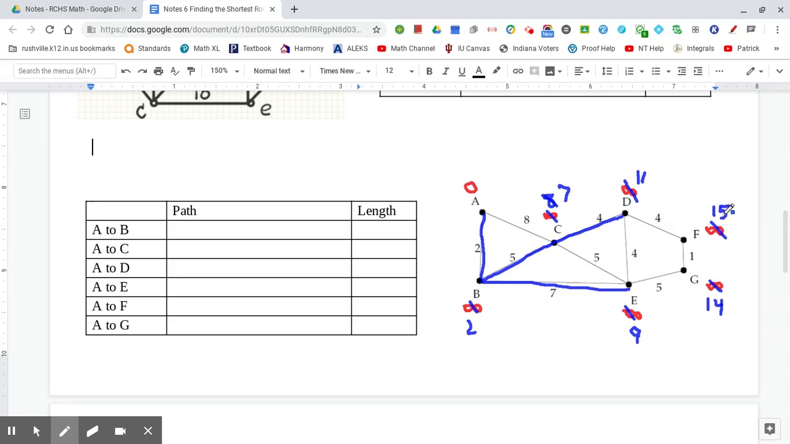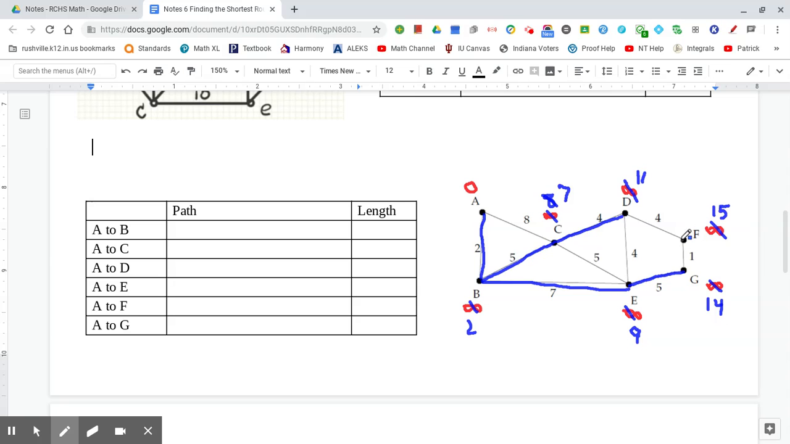All right, and then we're going to compare 15 or 14. 15 is obviously larger. We want the smaller number, so we have 14. How did we get 14? Well, that was by taking E to G. 9 plus the 5 is what gave us the 14. So backtrack, get back to E, and now we're going to darken the edge from E to G.